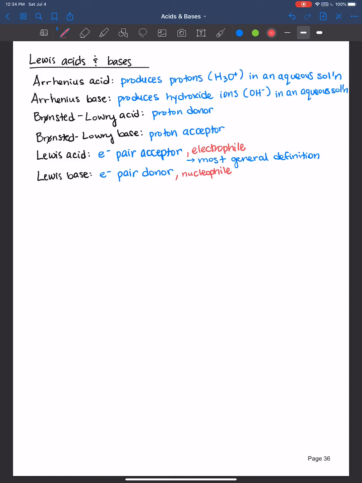Well, a Lewis acid has an empty orbital. Remember, orbitals are the places that electrons hang out in, right? They're like the apartments for the electrons. So a Lewis acid has an empty orbital, or it can rearrange. I'm going to show you an example of both.